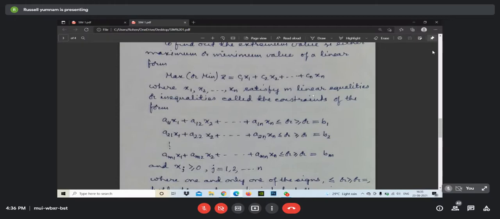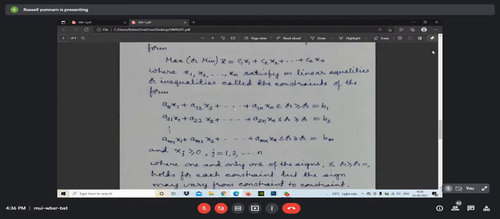This is the objective function of the linear programming problem, and the constraints will be like this. This is the first constraint, second constraint, third constraint, and this is the restriction on the variable. For the constraint, it may be less than, greater than, or equal to. For this also the same thing, may be less than, greater than, or equal to, but not all. It will be only one. It may be either less than, or greater than, or equal to. It will be out of this.